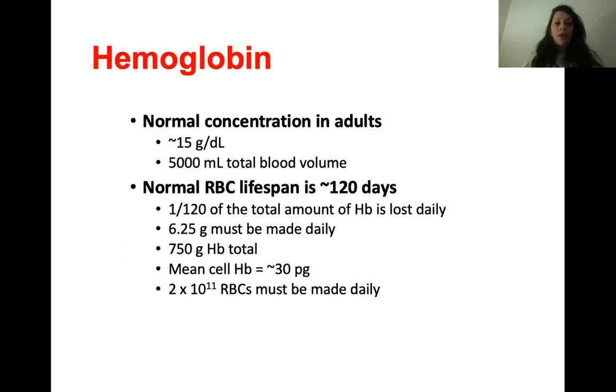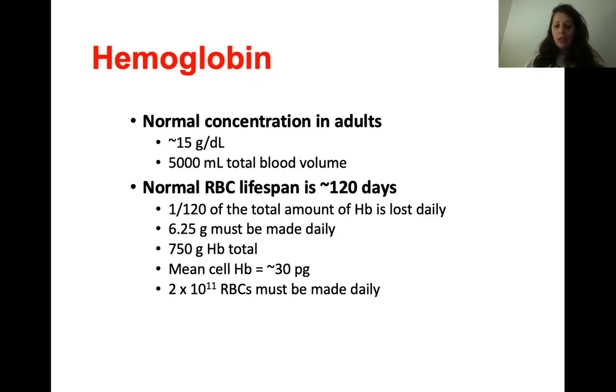So the normal concentration of hemoglobin in adults is around 15 gram per deciliter. And to remind you, the total blood volume is around 5 liters. So as I said, the normal lifespan of a red blood cell is around 120 days. So 1 divided by 120 is the total amount of hemoglobin that is lost daily. So we need to make around 6.25 grams of hemoglobin every single day, and to have 750 grams of hemoglobin in total.